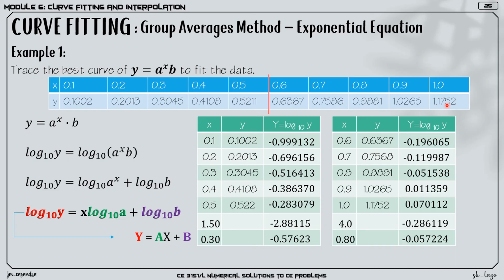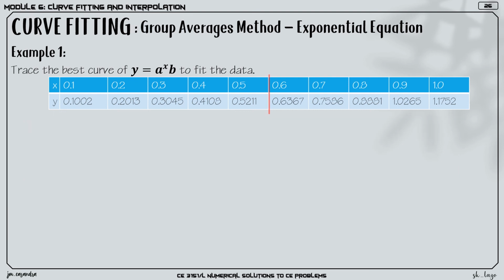From there, we can now write our equivalent equation for the line. For the first half, we have negative 0.57623 equal to 0.3a plus b. And for the second half, we have negative 0.057224 equal to 0.8a plus b. The equation for the first half is equation 1, and the second half is equation 2.